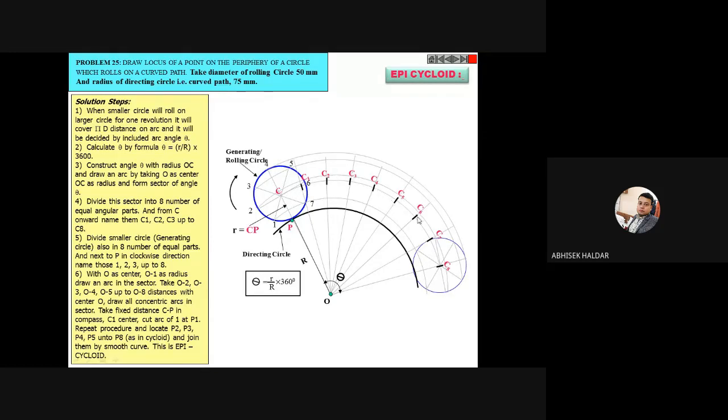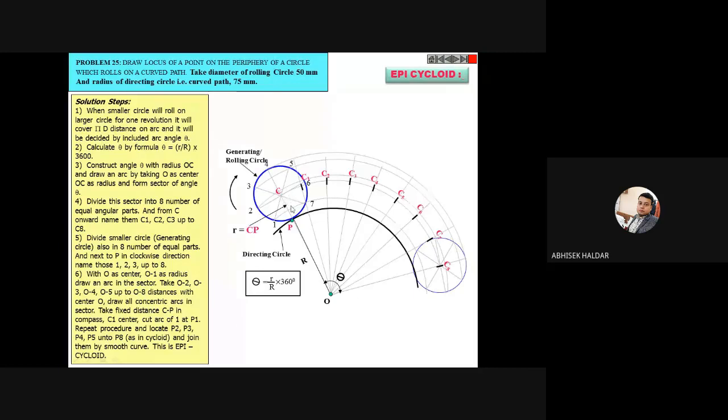On this central arc line, these are the intersection points. This is C1, this is C2. The intersection of this angular division and this central arc line gives the C points, up to C8. Once you have got these C points on the central arc line, the last step is the same as the cycloid.